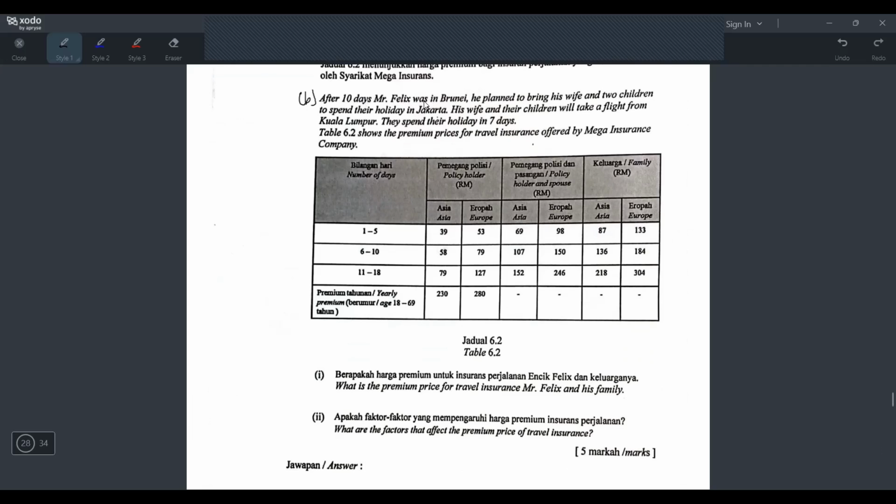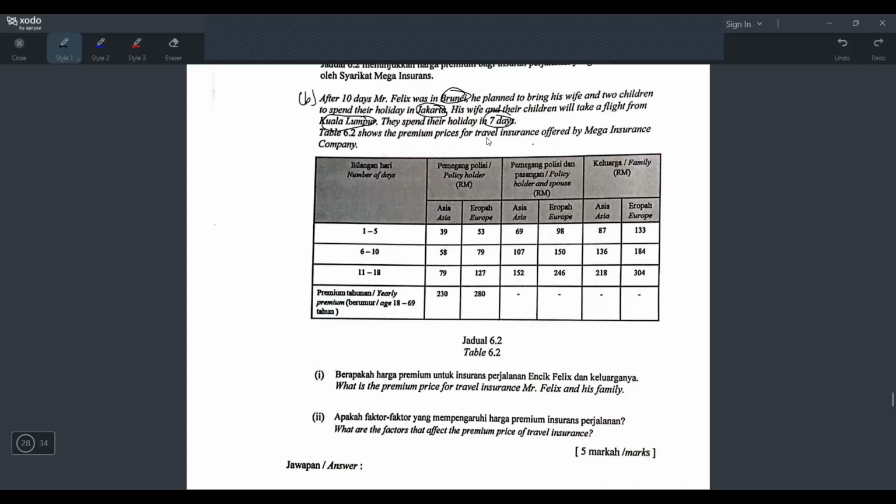Now we go to 16B. After 10 days, Mr. Felix was in Brunei. He planned to bring his wife and two children to spend their holiday in Jakarta. His wife and their children will take a flight from Kuala Lumpur. So Felix is in Brunei, but the wife and two children are in Kuala Lumpur, and they both want to go to Jakarta. So they depart from different places. Felix is flying from Brunei to Jakarta, but the wife and two children are flying from KL to Jakarta. And then they spend 7 days.